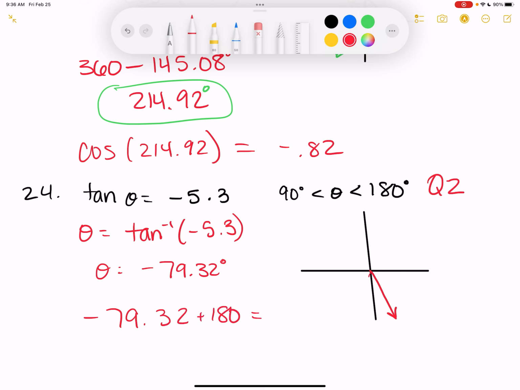Is that the formula for quadrant 2, right? Usually add. I don't remember. I never remember those formulas. I have to have them in front of me, I'm not gonna lie.